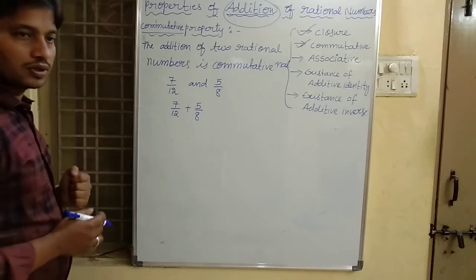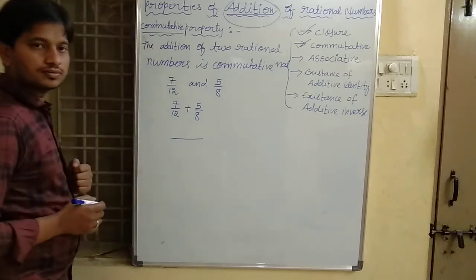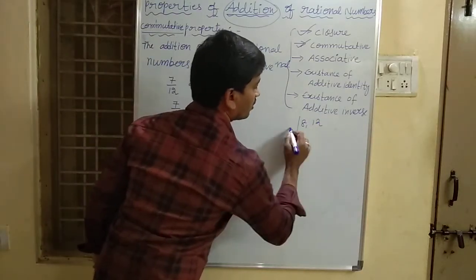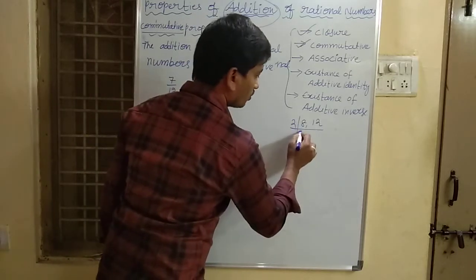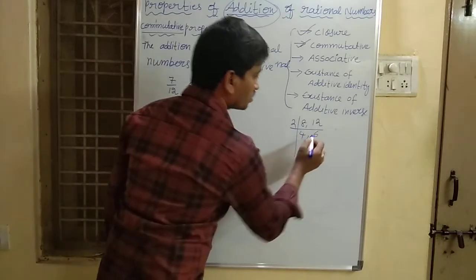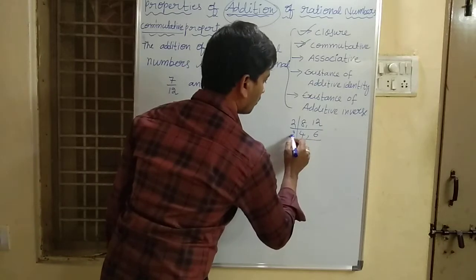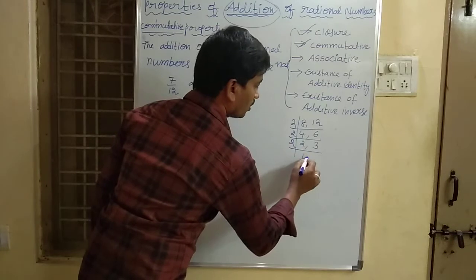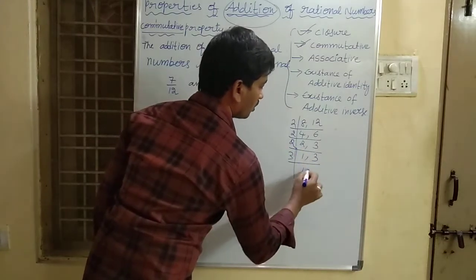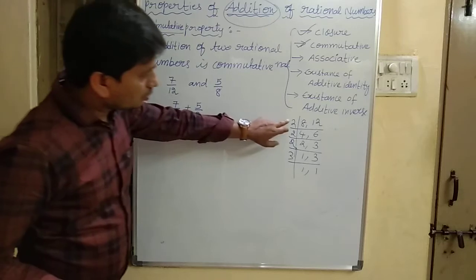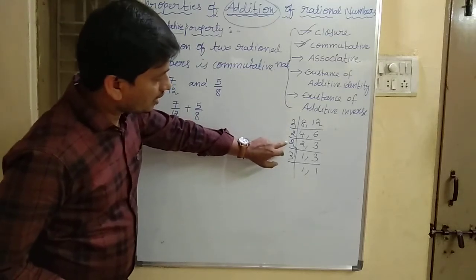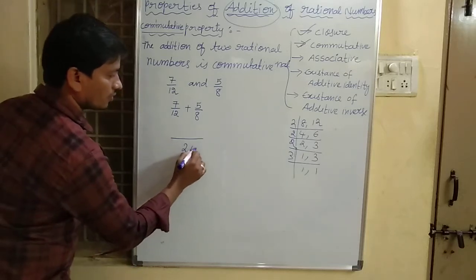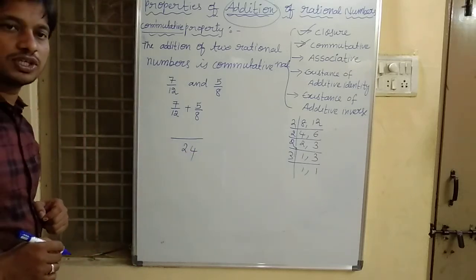Okay, now let me add these two rational numbers. What is the LCM of 8 and 12? 2 ones are 2, 2 twos are 4, 4 twos are 8, 8 threes are 24. What is the LCM? LCM is 24.